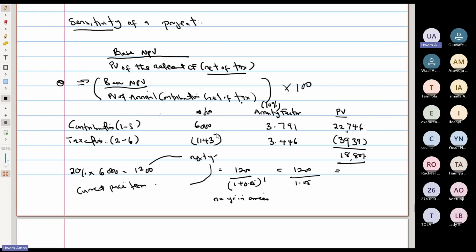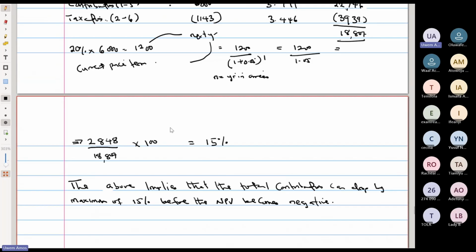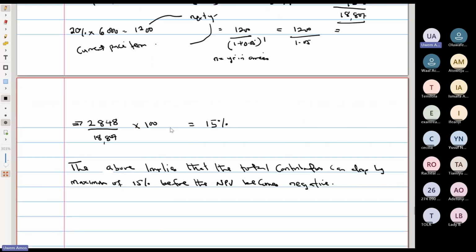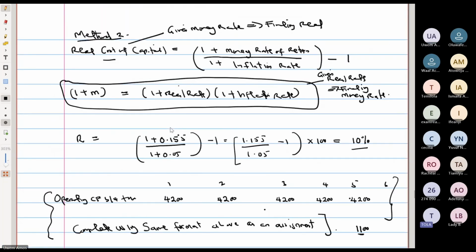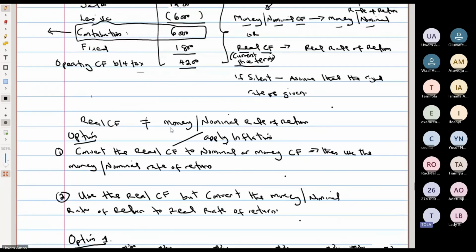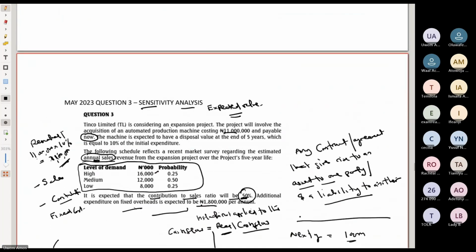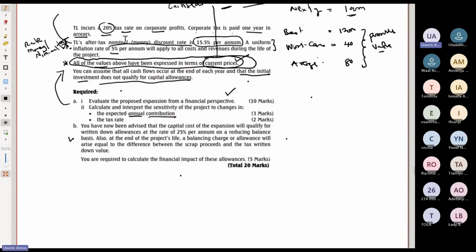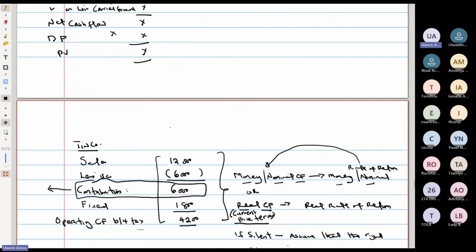Let's get the second one quickly. Sensitivity to what? Our formula remains base NPV, which is 2848. That one does not change. But the second one will change, the relevant cash flows. What is our second sensitivity? Our second sensitivity is the sensitivity of the project to change in the tax rate. In other words, to change in tax. So let's have our second one quickly.